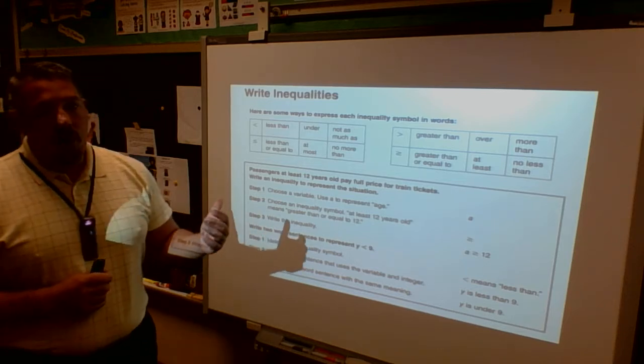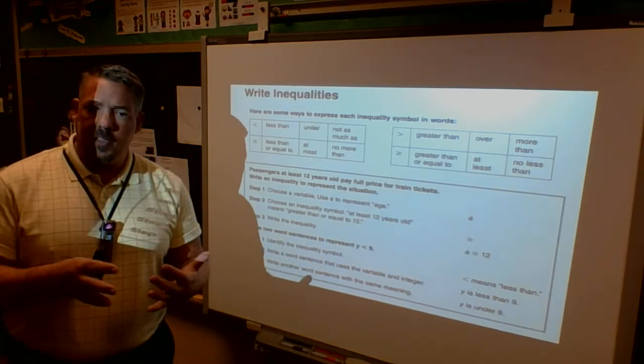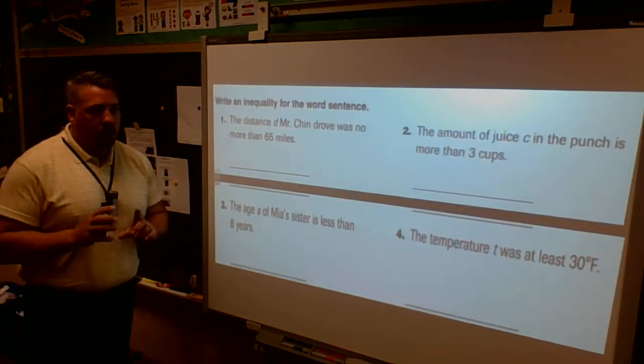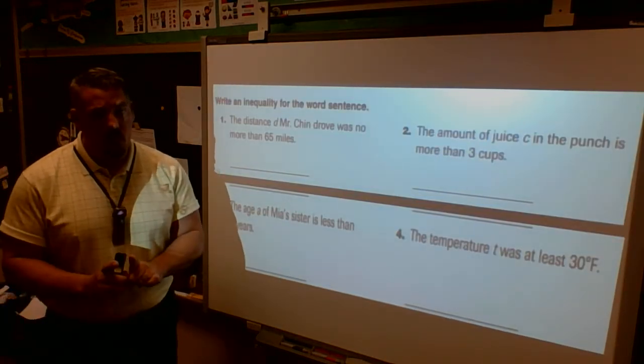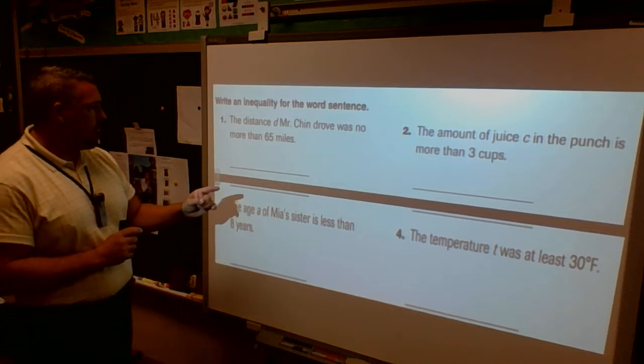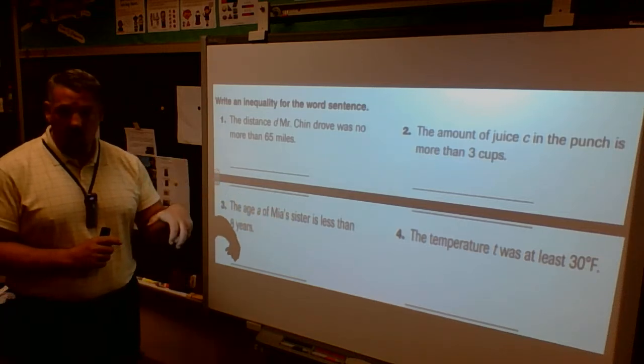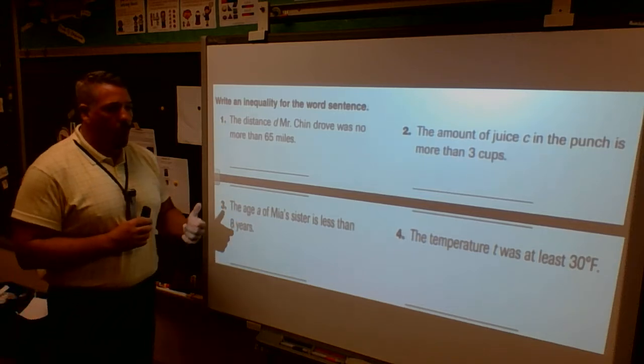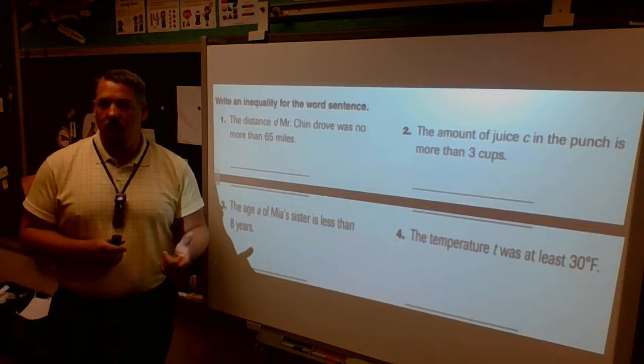Then we're going to write inequalities. We're going to read what it says, and we're going to come up with the inequalities in the way it should be written. So we have to truly think about the way it's worded to write it correctly. The distance D, so they give us our variable, Mr. Chen drove, was no more than 65 miles.